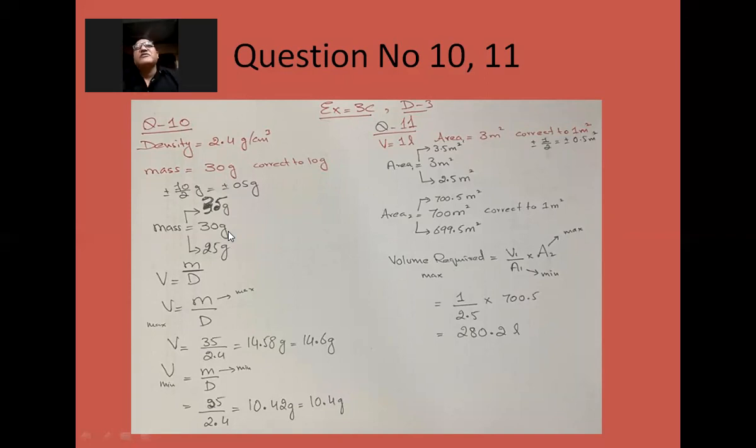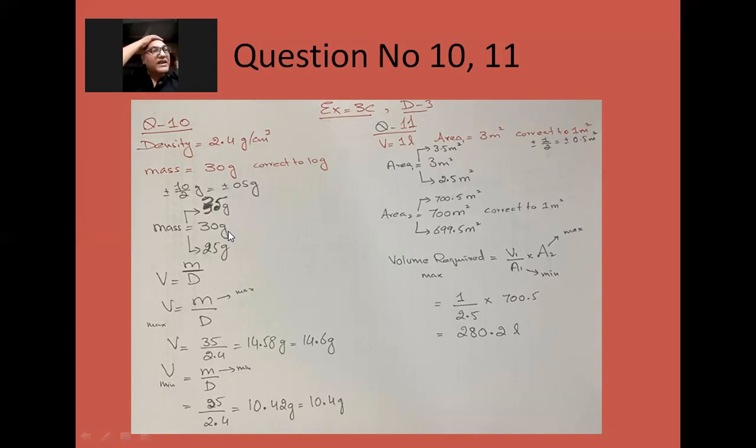You know, the volume is equal to mass divided by density. You want the maximum value of the volume. If you want the maximum value of the volume, the maximum value of the mass should be used, because this is division. So the numerator should be maximum. So the V can be the upper bound of the mass, 35, divided by 2.4. That will give you 14.58 gram, and to 3 significant figures, it will be 14.6 gram.